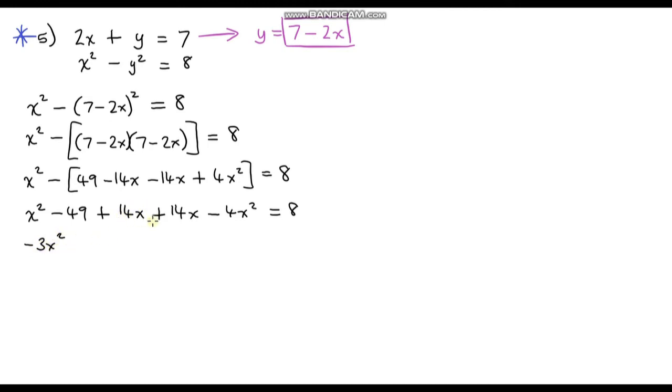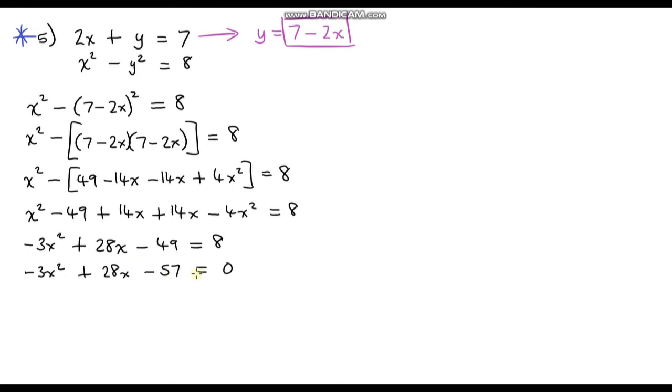We can collect the x terms as well. So 14x plus 14x is plus 28x. And then we've got minus 49 equals 8. Now we want 0 on this side, so if we subtract 8 from both sides, we've now got negative 3x squared plus 28x. Negative 49 subtract 8 will be negative 57, and that equals 0.